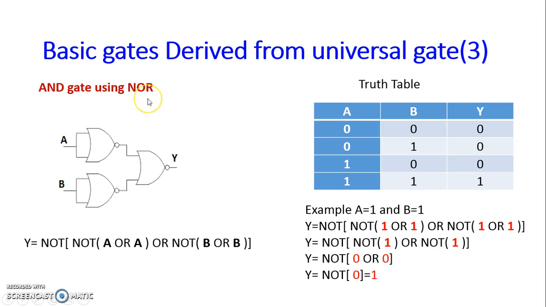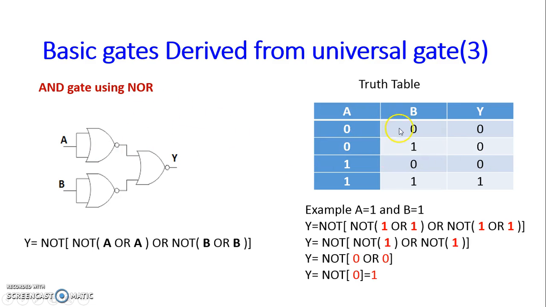AND gate using NOR gate. This is the truth table for AND. For all combinations of A and B inputs, we have 0, except when both the inputs are 1, the output is 1. Now we will implement this table using NOR gate.